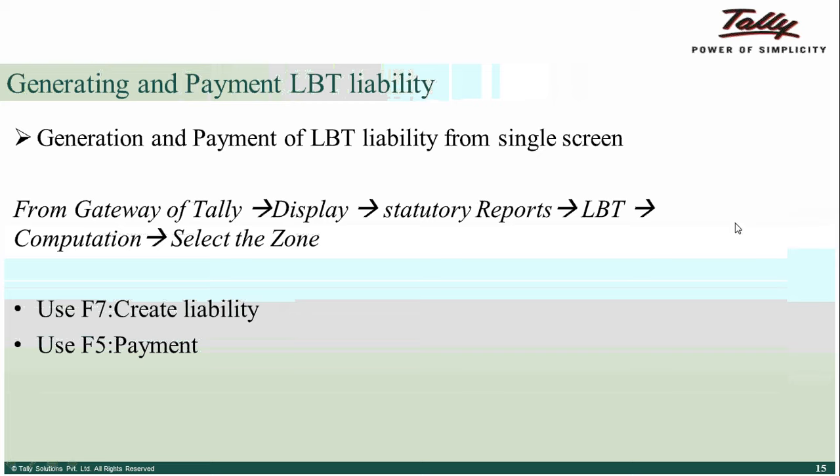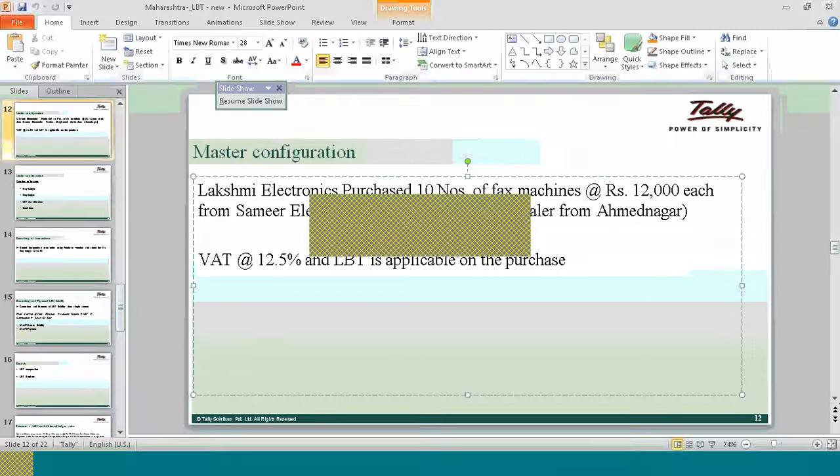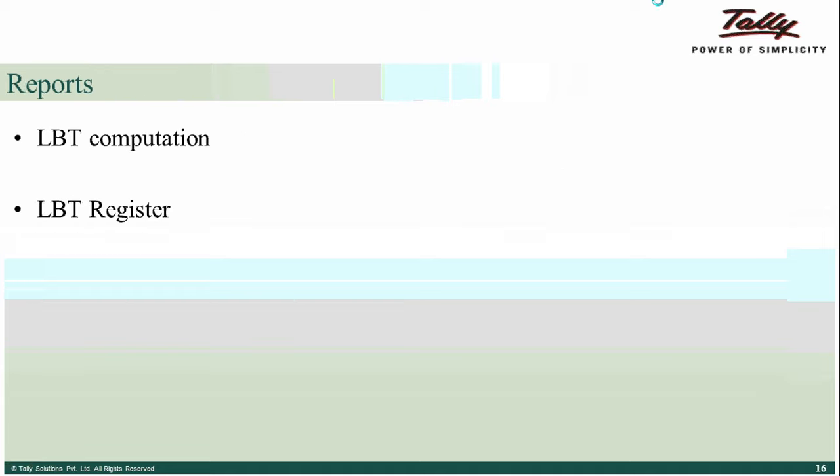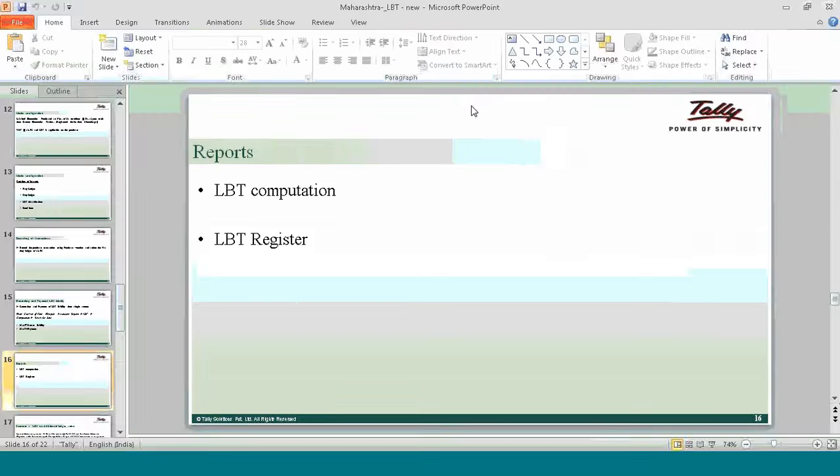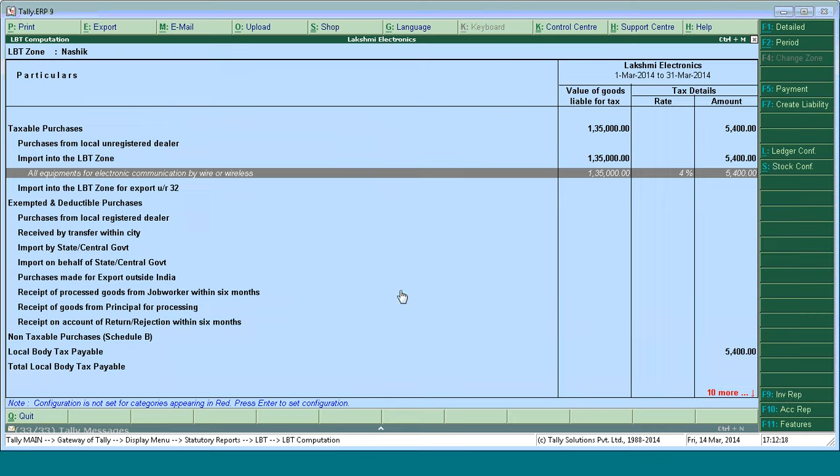Now coming back to generating the liability and making the payment. As I told you before, it has to be done from the LBT computation report. Using the F7 command, you can create the liability before making payment. Once the liability has been created, you can use the function F5 for making payment. Here we have recorded the transaction and the LBT is calculated at 5,400.